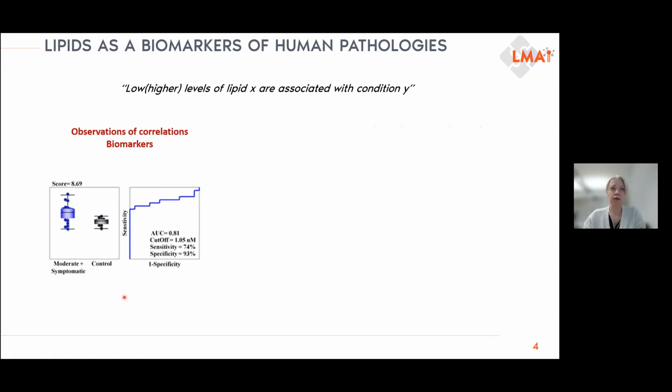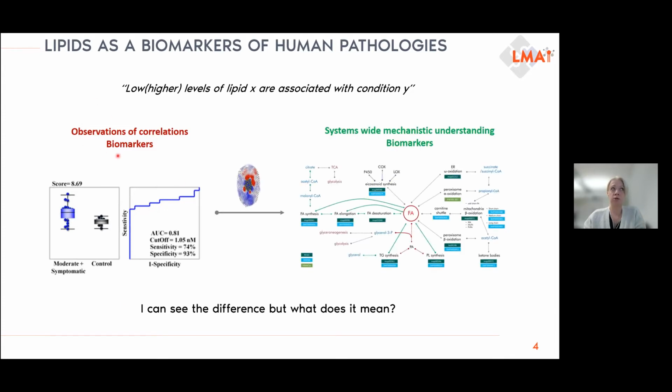But the question which I ask myself after we get such data is something like this. Okay, I can see the difference, but what does it actually mean? And if we want to make another step forward, we have to go from this observation of correlation biomarkers to a more systems-wide mechanistic understanding of what is actually happening in certain pathology in human metabolism. So we have to be able to map these changes which occur in this complex lipidome to the maps of the metabolic pathways and connections which are present there.